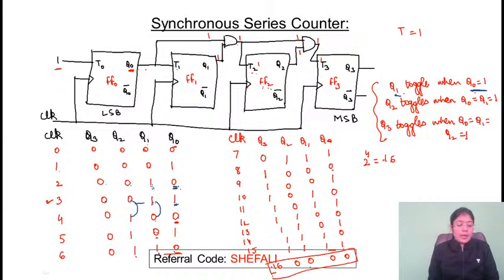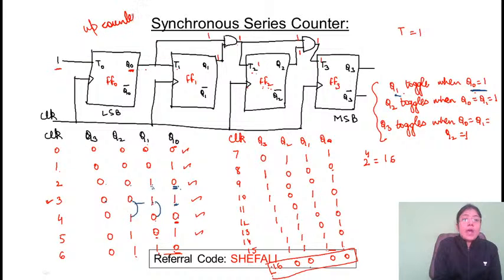Ma'am, which sequence was formed in 0 to 16 clock pulses? You can observe the sequence. It's 0, 1, 2, 3, 4, 5. This is up counter. This is behaving as the up counter. In the series, the values are going in the up direction: 0, 1, 2, 3, 4. This is the binary of 0. This is the binary of 1, binary of 2, binary of 3, binary of 4, 5, 6 and so on. So total 16 clock pulses are required to represent 16 combinations.